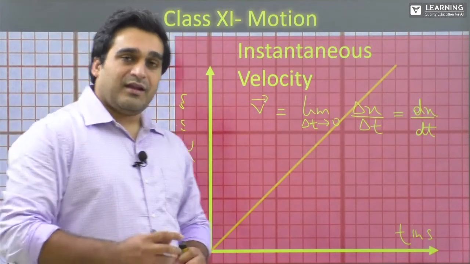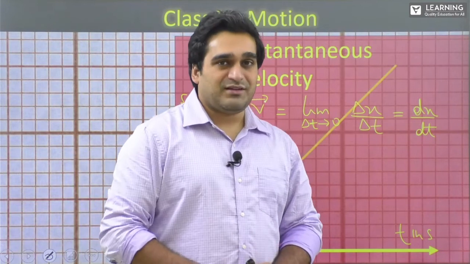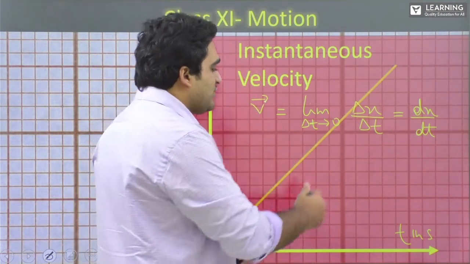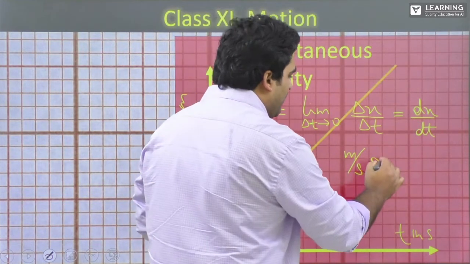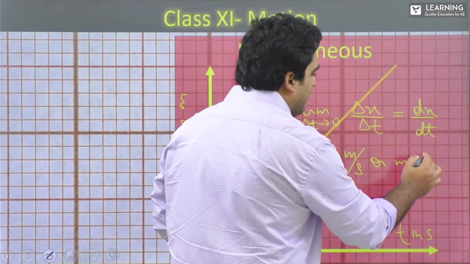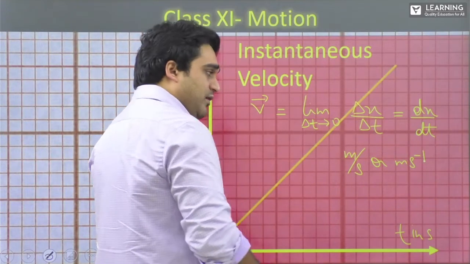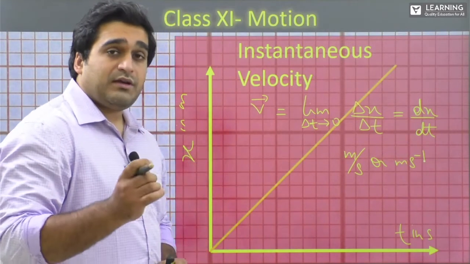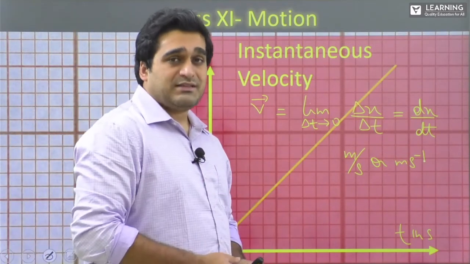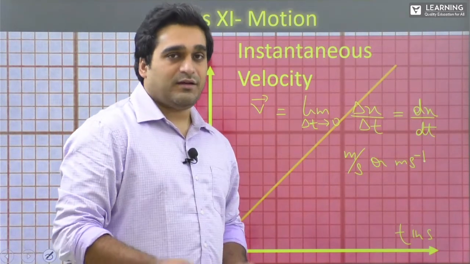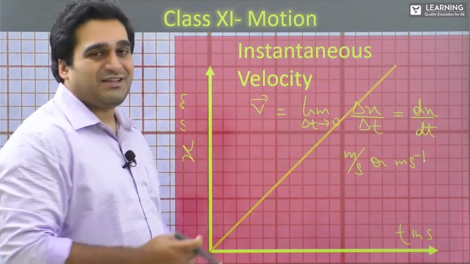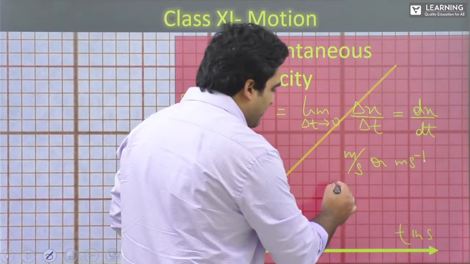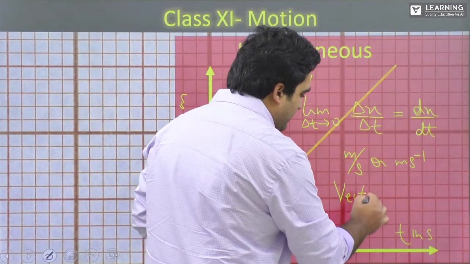Simple? Now, what about its SI unit? Well, its SI unit would still be the same, which is meter per second, or you can write it in exponent form as m s to the power of minus 1. What type of quantity is it? Is it a scalar or a vector? It is certainly a vector quantity because it's velocity. So this is a vector quantity.